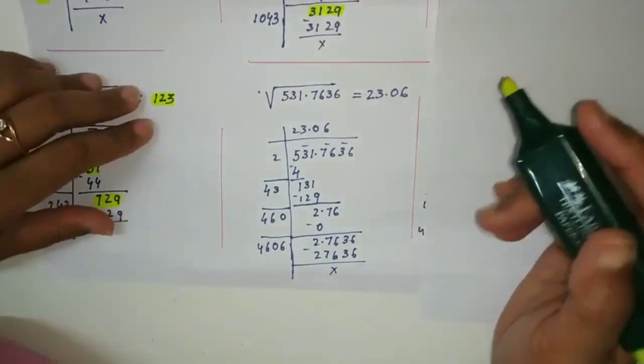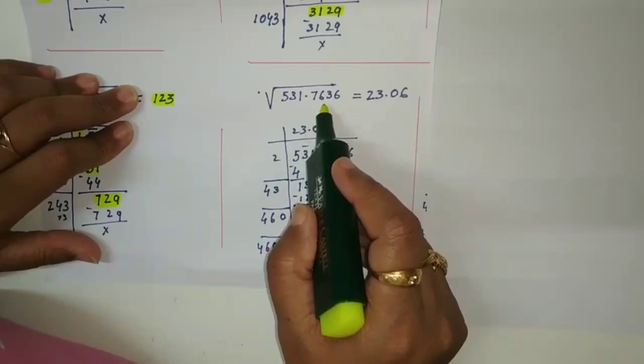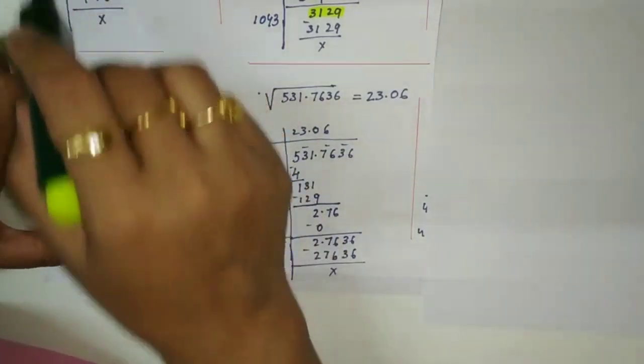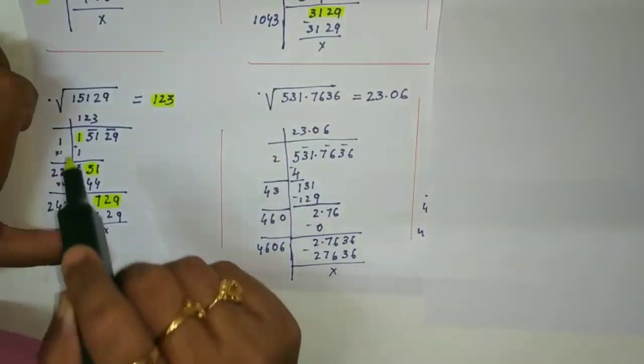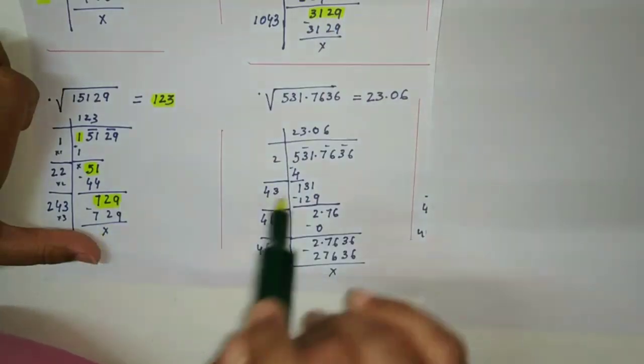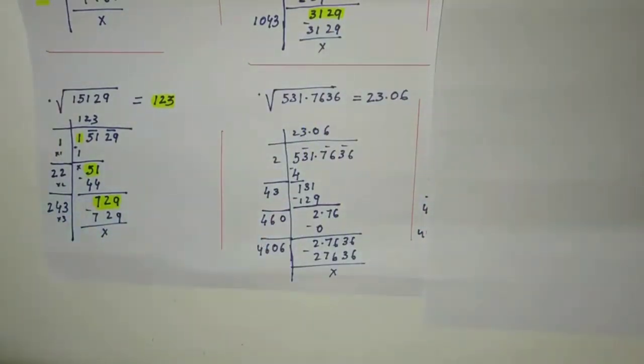So the next number that I have taken is 531.7636. I have taken different digits number. This was a 4-digit number. The first one was a 4-digit number. This is a 5-digit number. These had got a 6-digit with 4 decimal places. This is a 7-digit with 4 decimal places. So different types of numbers I have taken.